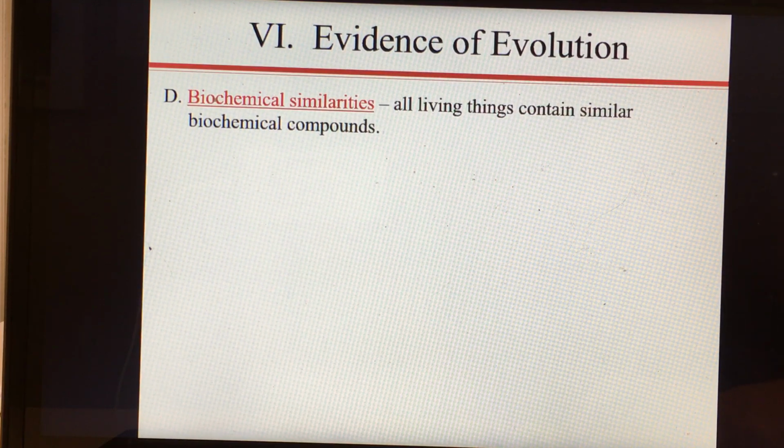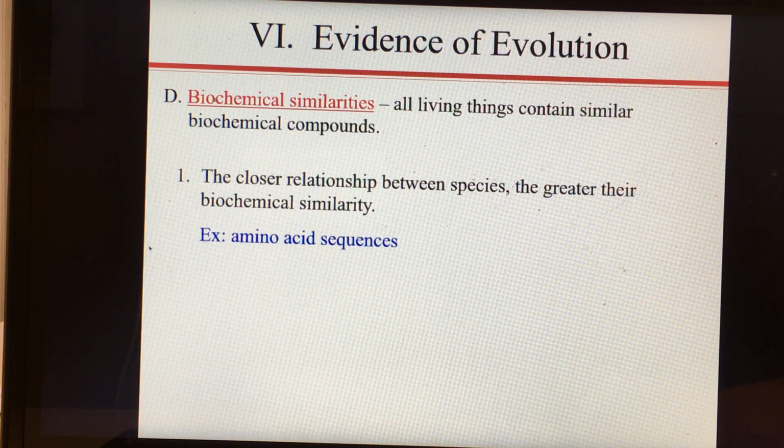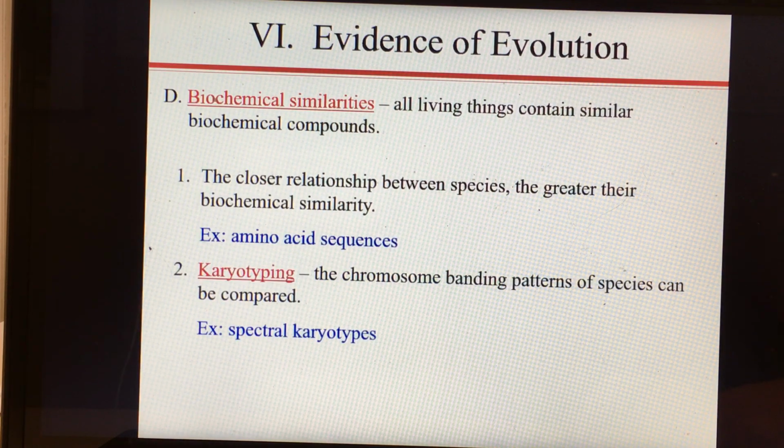Biochemical similarities are a more modern way of telling who's related to whom. All living things do contain certain similar biochemical compounds, and the closer relationship between the species, the greater their biochemical similarity. Sometimes we look at amino acid sequences. It's much easier to look at the protein sequence than it is to look at DNA sequence, or at least it used to be. We look at karyotypes.